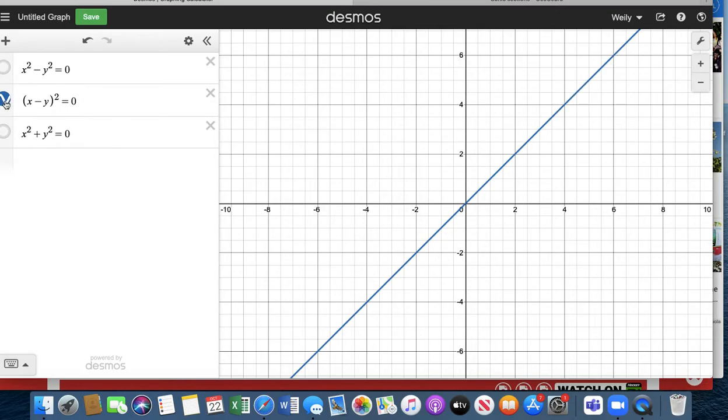and that's only going to give us this line with a slope of 1. And lastly, when we look at x squared plus y squared equals 0, we just get a dot right at the origin. And that's because the only numbers that satisfy this equation would be x is 0, y is 0.